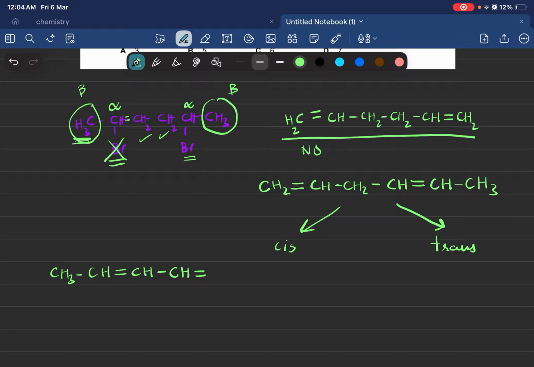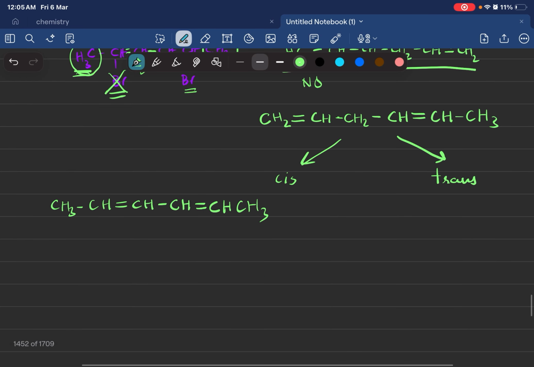Second 1 2, and then there's going to be a single bond between this and then a double bond between CH, because the Br is gone now. Okay, the Br is gone, 1 2 and then CH3. Okay, so that's what I'm going to make.